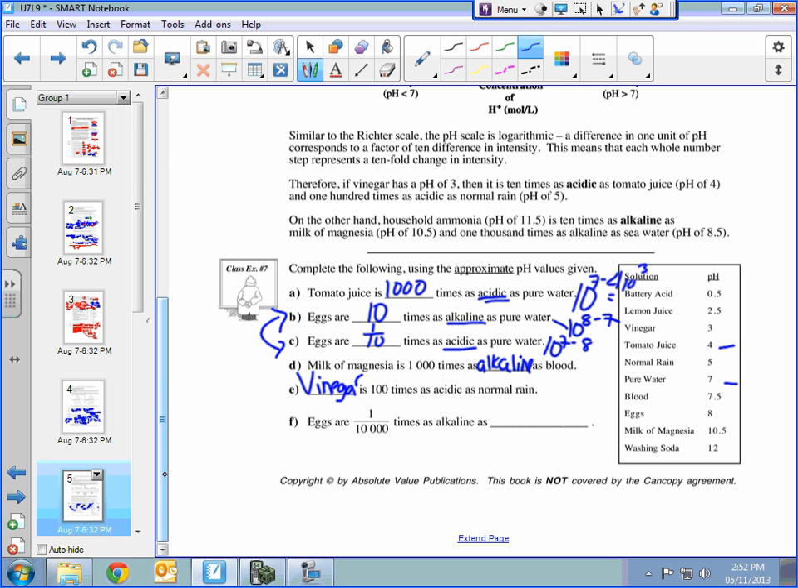Eggs are 1 over 10,000, which would be 10 to the negative 4, times as alkaline as, okay, so these are 10 to the negative 4, so 4 place values away as alkaline as, which way am I going?